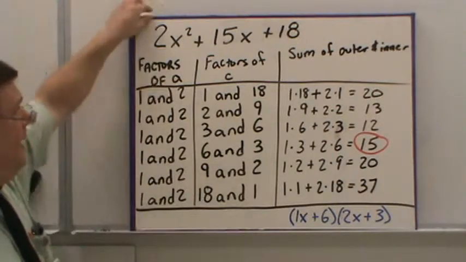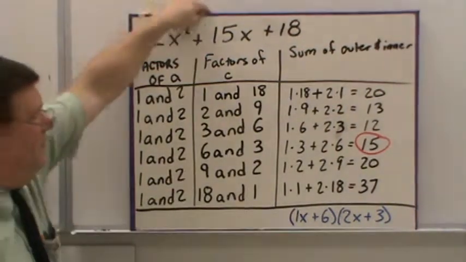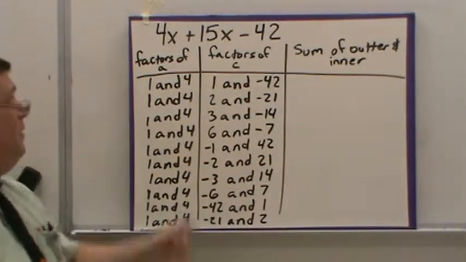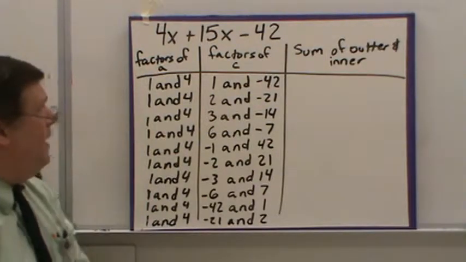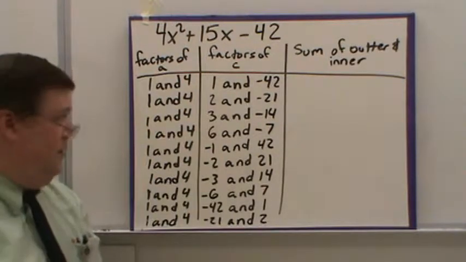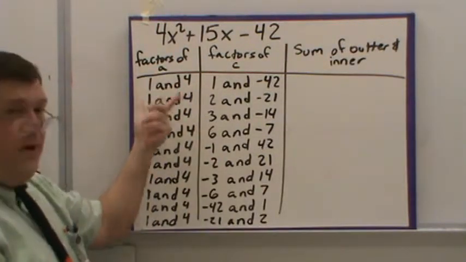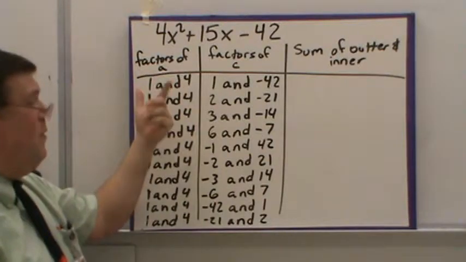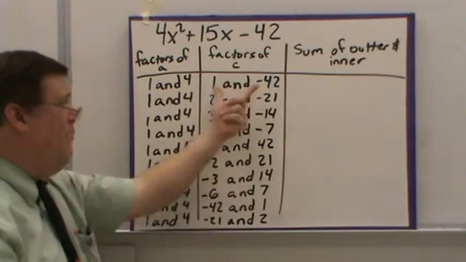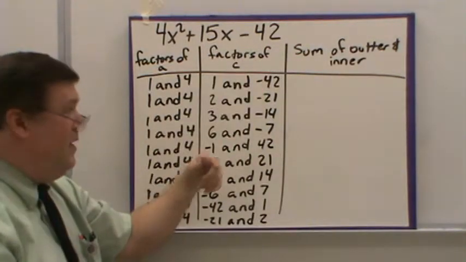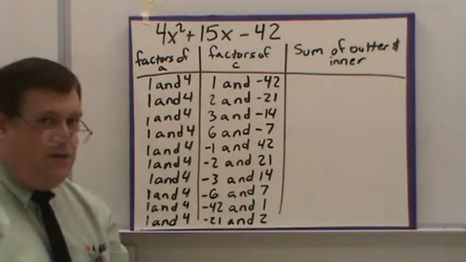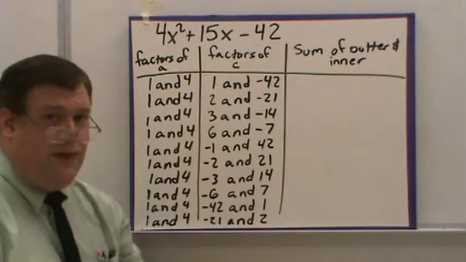Now, if you think that's a lot of work, think about this. That first coefficient was a prime number. Here we have a coefficient of 4 on the x squared, which has more than one factor. It's not just the 1 and 4, it's also 2 and 2. And the factors of c, here 42, I've got 1 and negative 42 because it's a negative number, 2 and negative 21, 3 and negative 14. I've got a huge list of factors. I could end up doing this sum for hours.